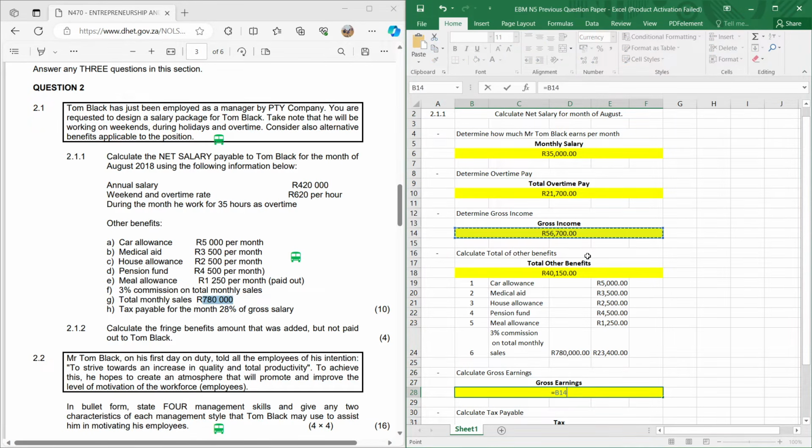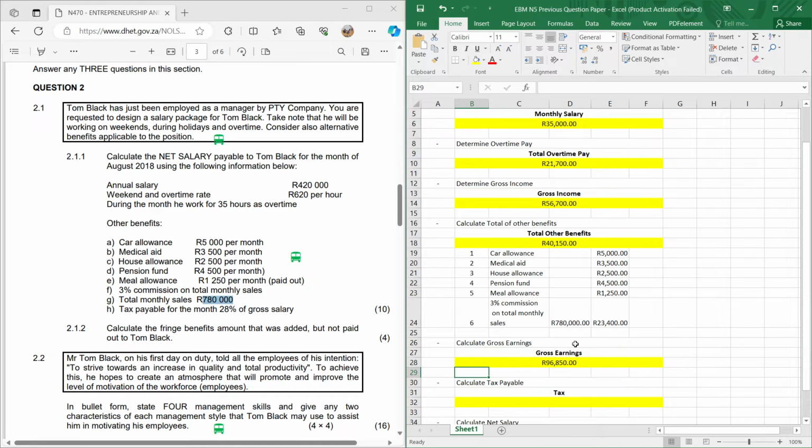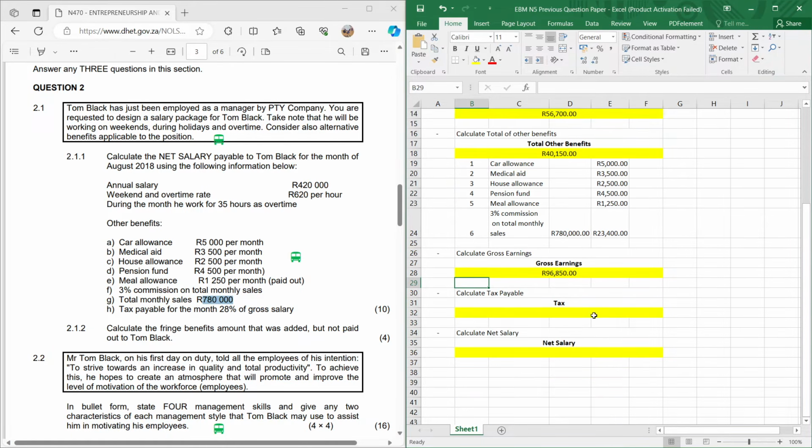We will add the gross income with the benefits. So it's going to be the 56,700 plus 40,150, and you will get 96,850. That's going to be Tom's total gross earnings, right? So the total gross earnings basically means when the company has to pay Mr. Tom Black for that particular month, the month of August 2018, they are going to spend 96,850. Now, this does not necessarily mean that Mr. Tom Black will receive this amount.